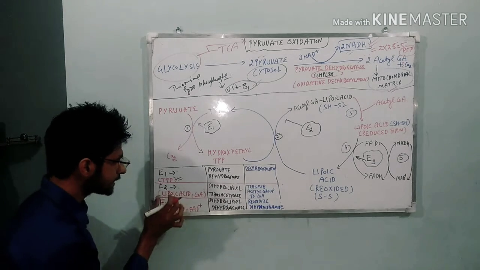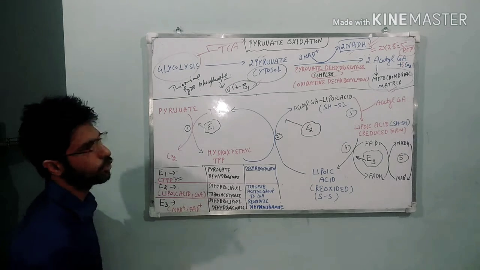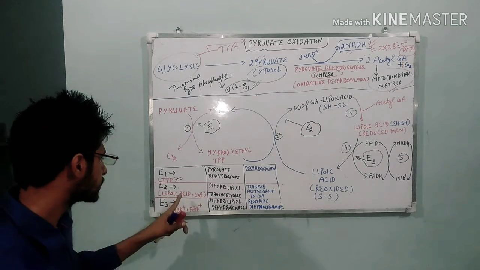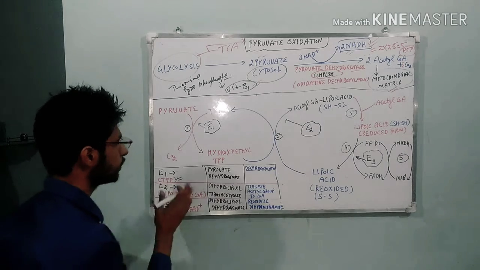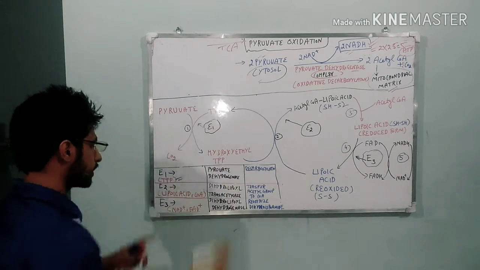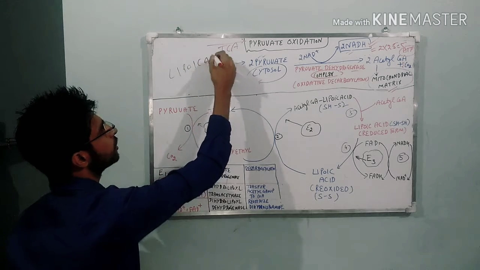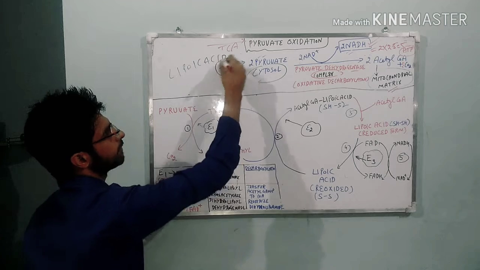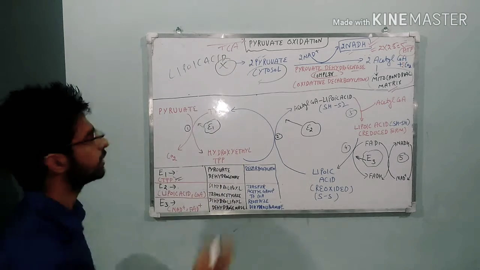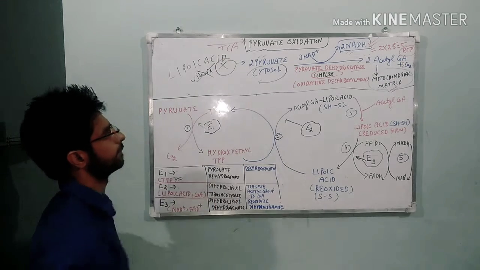E2 contains the coenzymes lipoic acid and coenzyme A. First, let's talk about the coenzymes, then we come to the enzyme. When we are talking about lipoic acid, first I want to tell you it is not an enzyme, and it is not a vitamin of the vitamin B group, not any of the vitamins.